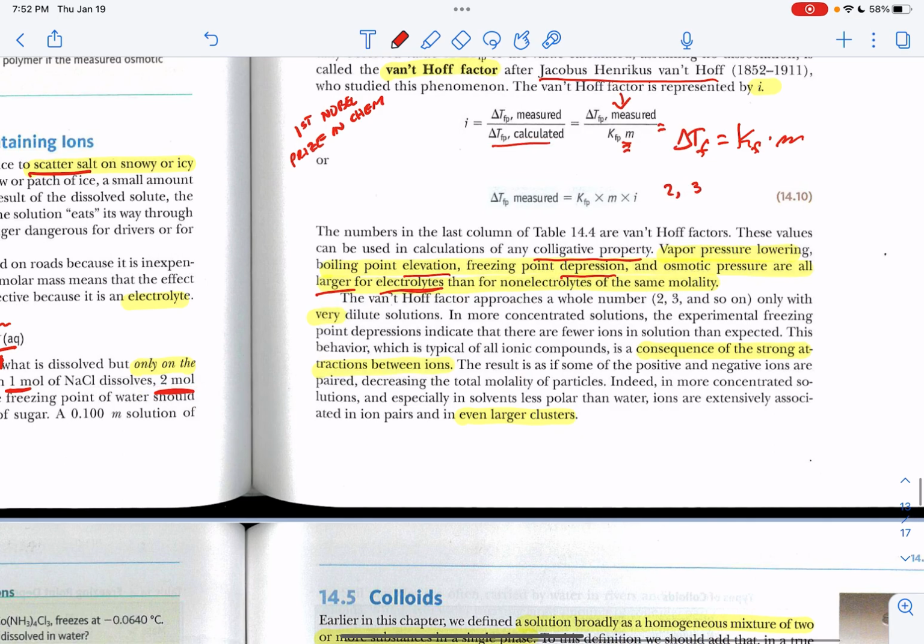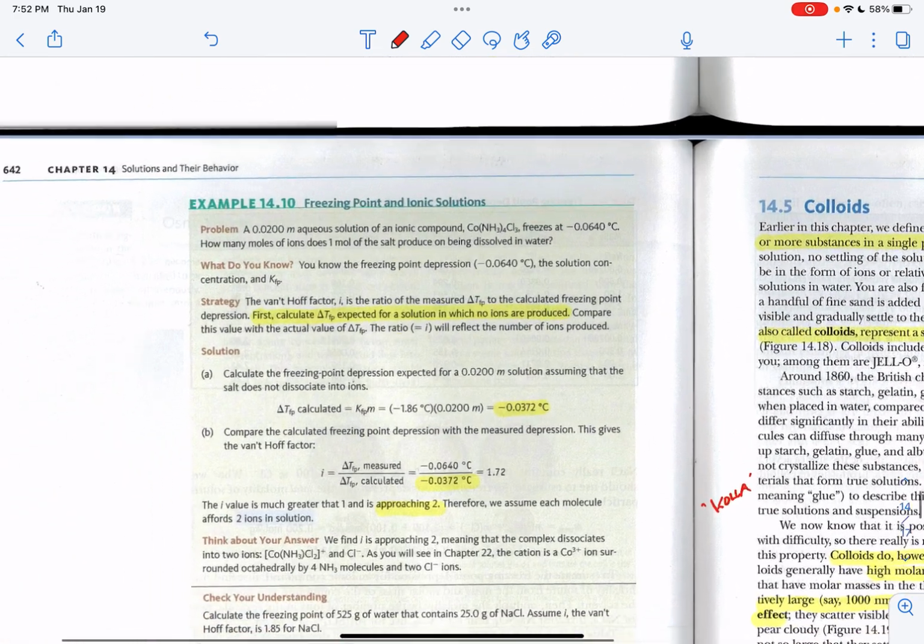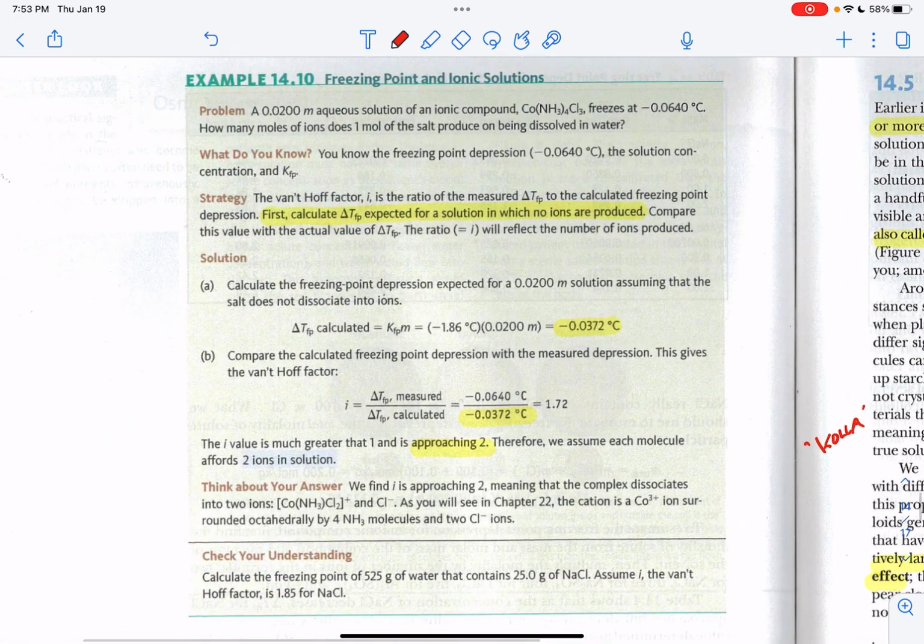And again, here is the reason why you don't actually get the whole number. Some of the oppositely charged particles recombine to make larger clusters or particles, and that contributes to the interference of that colligative property, reducing the effect of the colligative property.